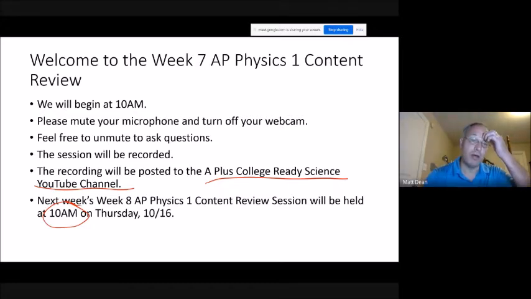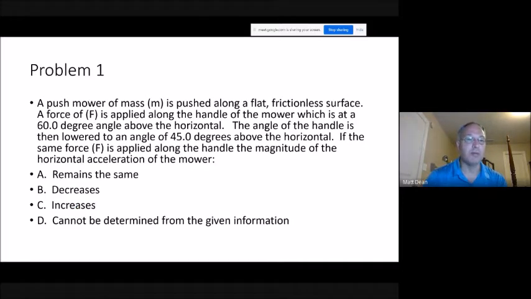Today we're going to talk more about forces and dynamics, and we're just going to start off with some practice problems. So this one says a push mower of mass M is pushed along a flat frictionless surface. So no friction. Let's just kind of draw this out. So here's our push mower.